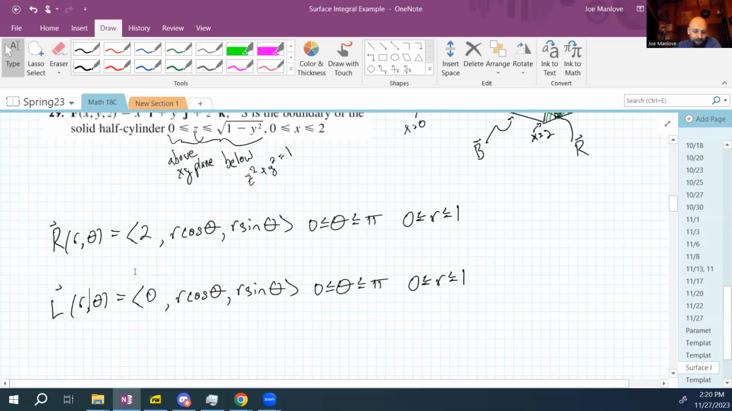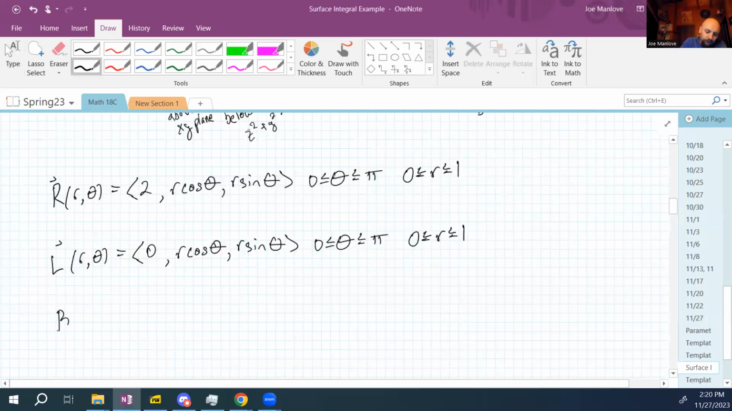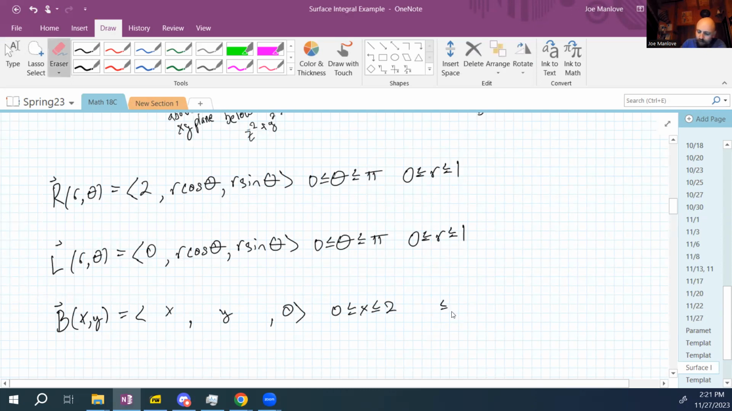Okay, welcome back. So let's tackle B for bottom first. So B is going to just be a function of X and Y. And what do I know about B? Well, I know that Z is 0 there. And I guess I'm just going to make X, X, and Y, Y. Seems chill. And the X's go from 0 to 2. And the Y's go from, oops, not 0. The Y's go from -1 to 1.